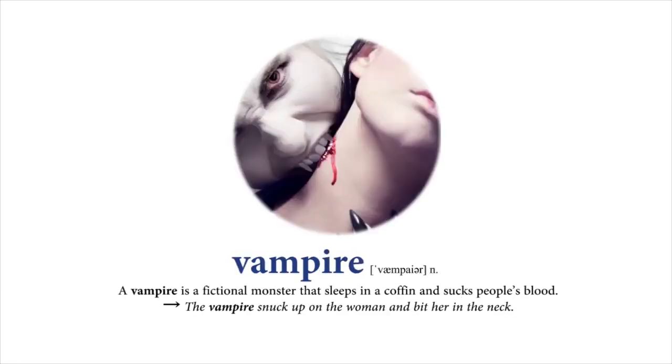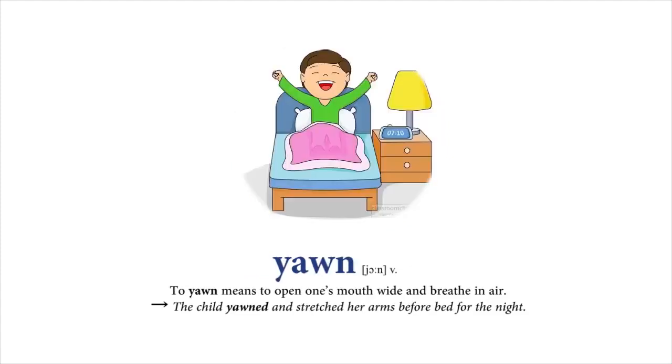Vampire. A vampire is a fictional monster that sleeps in a coffin and sucks people's blood. The vampire snuck up on the woman and bit her in the neck. Yawn. To yawn means to open one's mouth wide and breathe in air. The child yawned and stretched her arms before bed for the night.